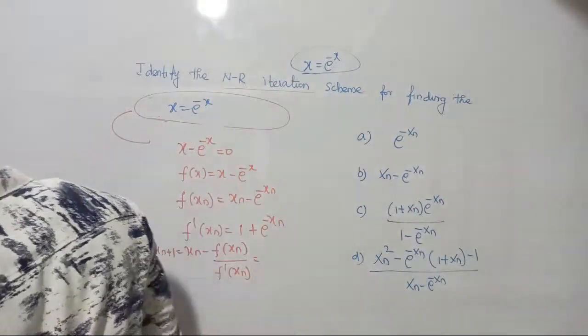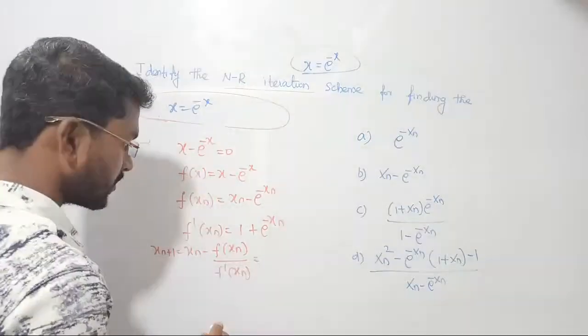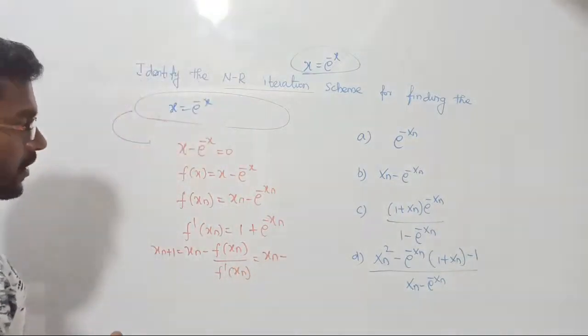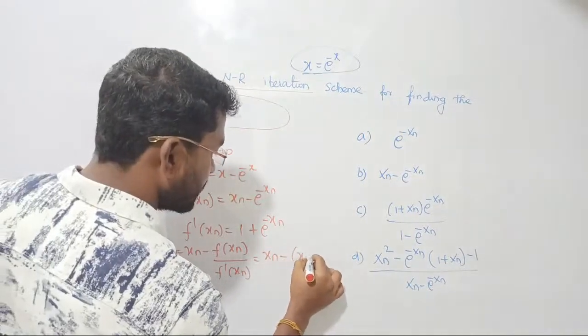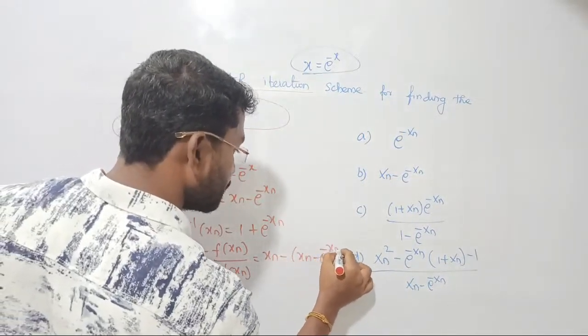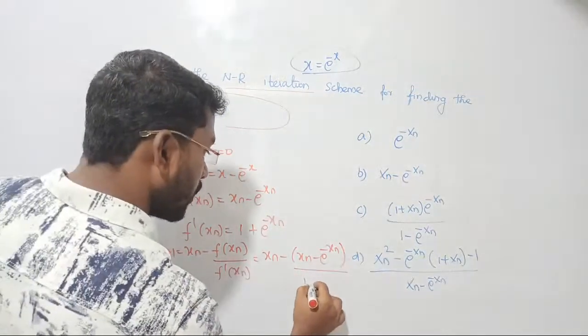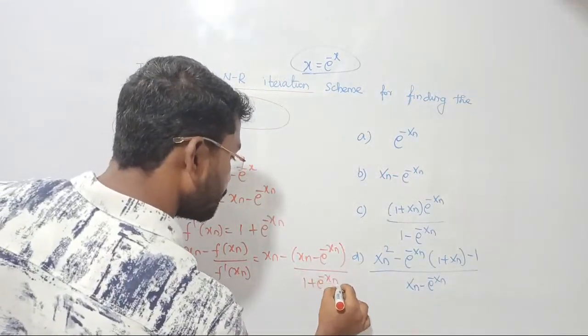Did anyone post the answer? No one. Guys, please try. I'm requesting you, please try. Xn minus f of xn, what are we going to get? Xn minus e power minus xn. Yes. Denominator f dash of xn, that is 1 plus e power minus xn.